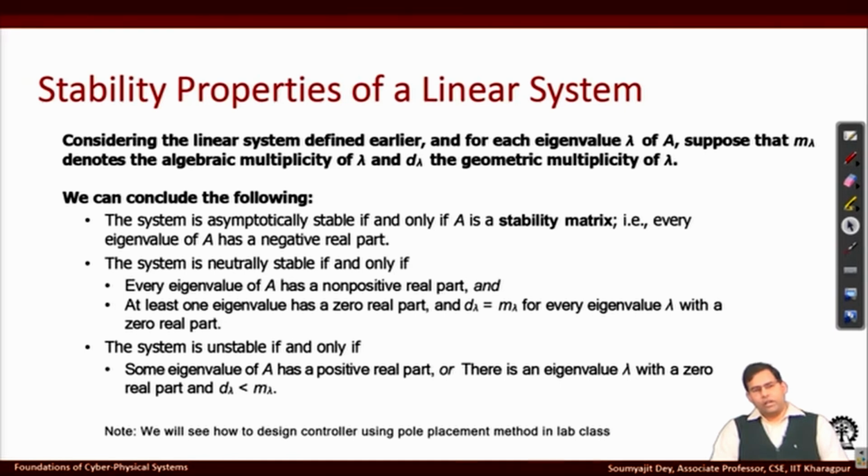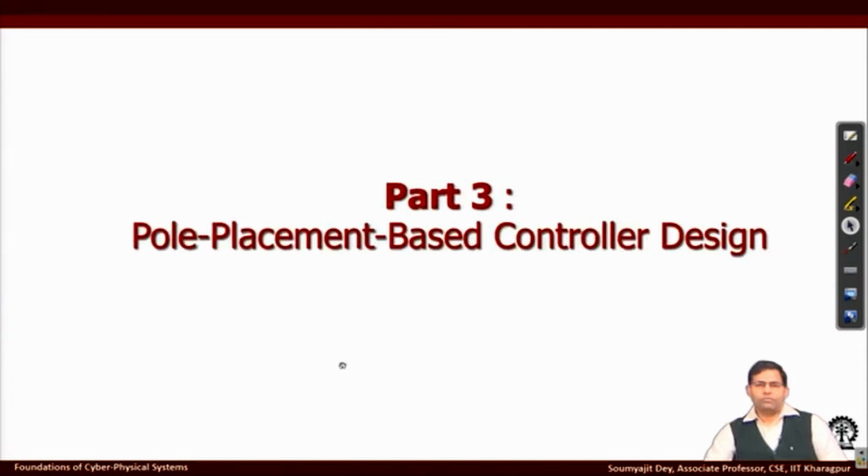So basically it's saying that at least one pole is located on the imaginary axis and all the other poles are located on the left half of the S-plane. So it's the same thing, but you are interpreting it in a matrix formalization. And of course the system is unstable if you have some eigenvalue that has a positive real part. So that's how you also can look at it.